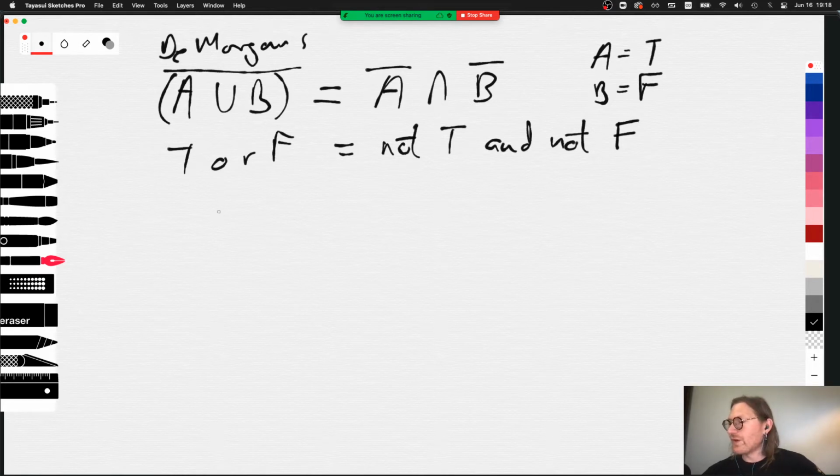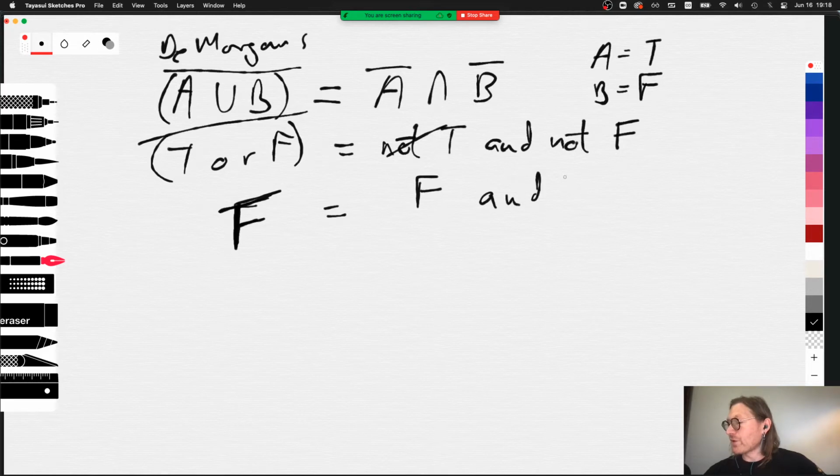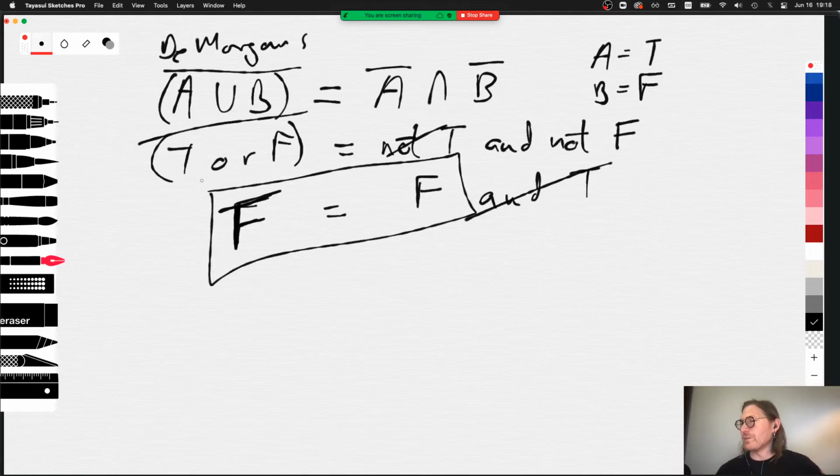True or false, that evaluates to true. Not true is going to be false, and not false. What did I do wrong here? Oh, I'm sorry. This should all be notted. My bad. That should be a false. There we go. That makes way more sense. False equals, this is false, and not false is true, but that doesn't matter. False and true evaluates to false. We can see that those two expressions are equivalent.